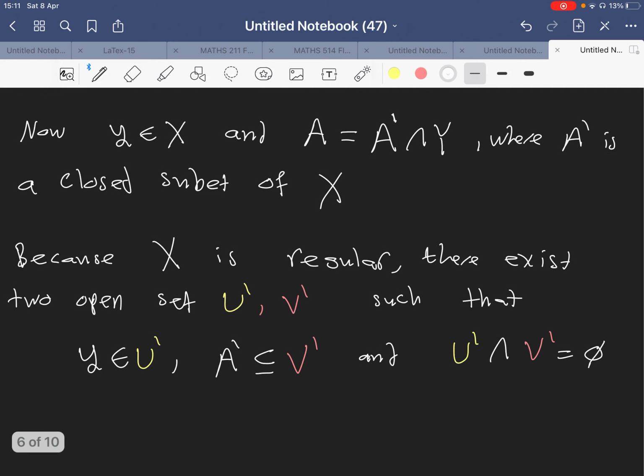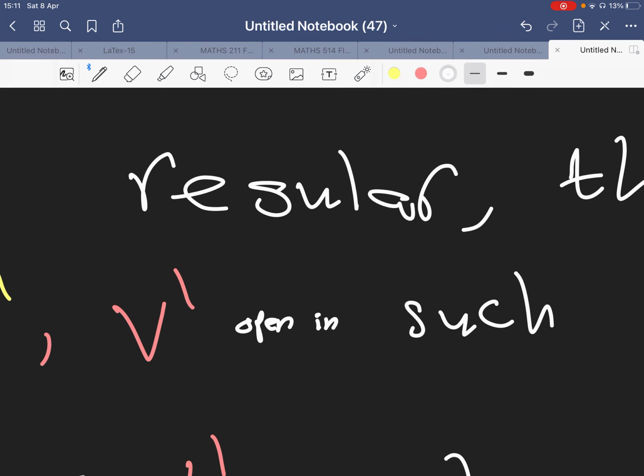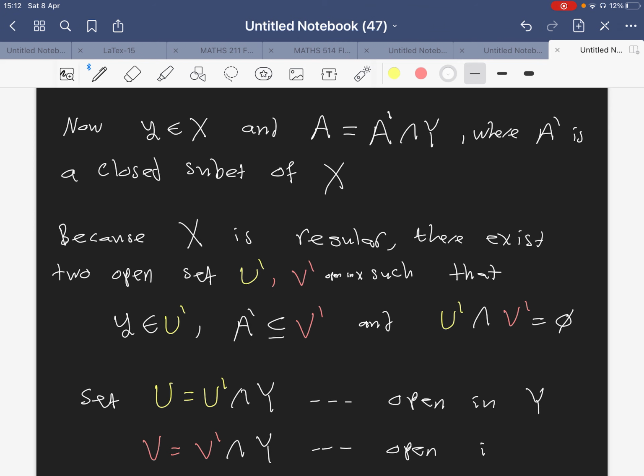So far, so good. Now we need to find open subsets in Y. Of course, those are open in X. Let me just write it here: open in X. Now we need to find two subsets that are open in Y. So what we will do is set U to be equal to U dash intersection Y. And this is, of course, open in Y, because U dash is open in X, intersected with Y. Same thing we will do for V, so it will be V dash intersection Y. Again, this is open in Y.